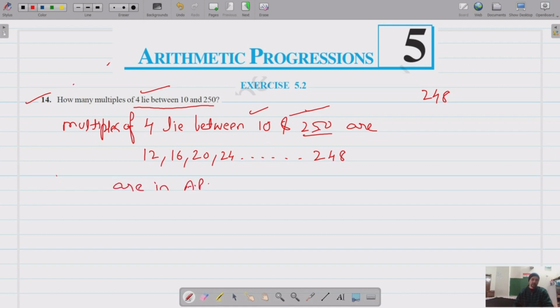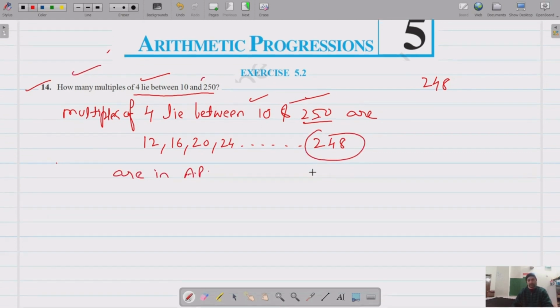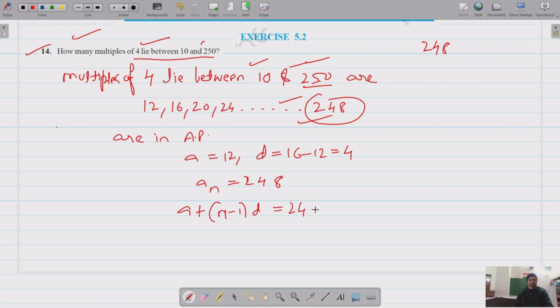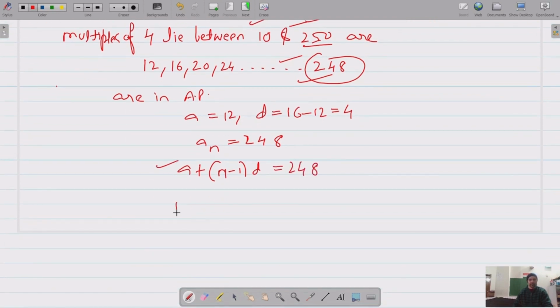These numbers are in AP, so we have to find the number of terms. A is 12 and D is obviously 4. Let's say 248 is the nth term. The nth term is A plus n minus 1 into D, that is 248, where A is 12 and D is 4.